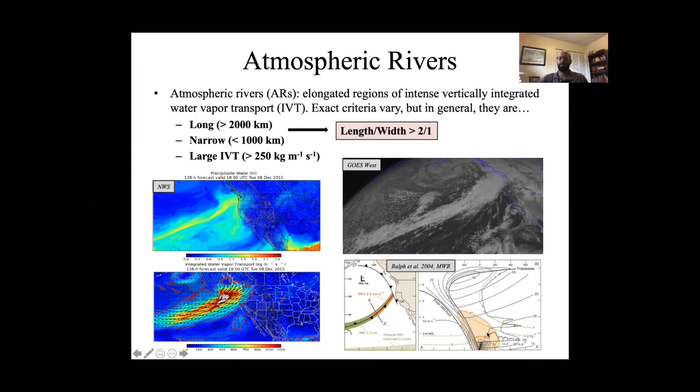So what that means is that typically as these features hit the West Coast, a lot of this water vapor rains out or snows out over the Sierra Nevada, over the Cascades, and not as much usually makes it further inland. However, there are cases where we do see inland penetration of atmospheric rivers, and we see pretty widespread impacts across interior portions of the West, including Colorado.